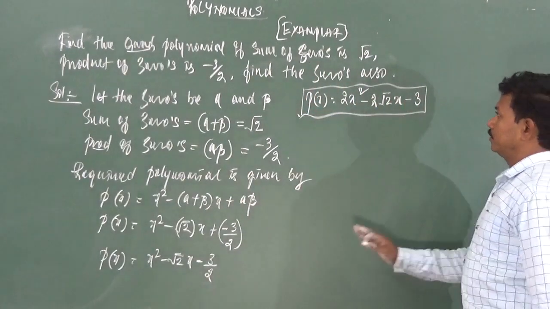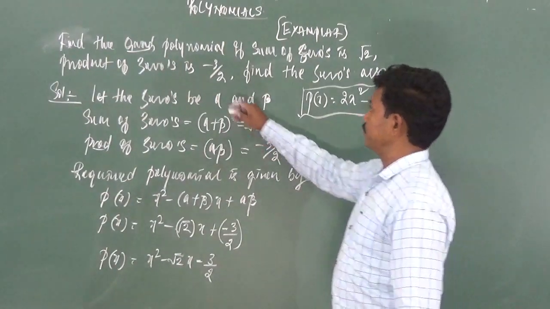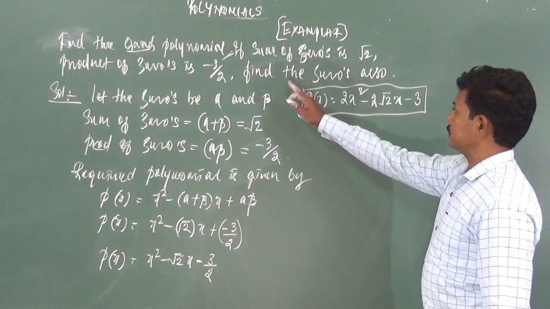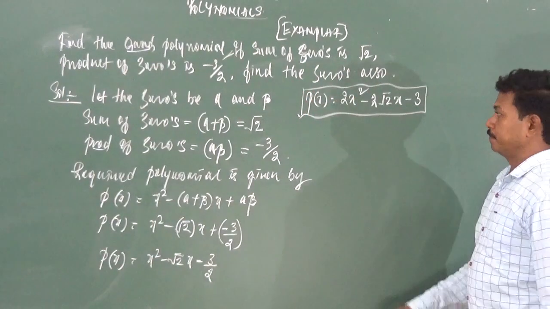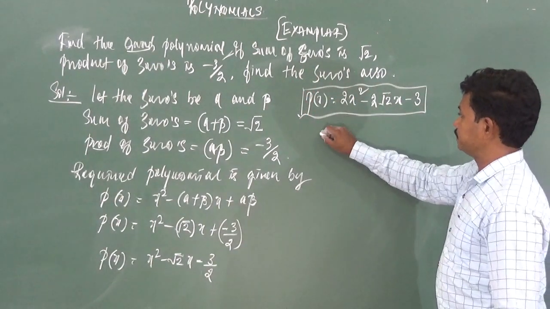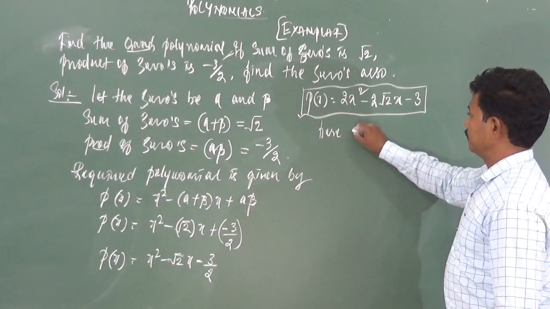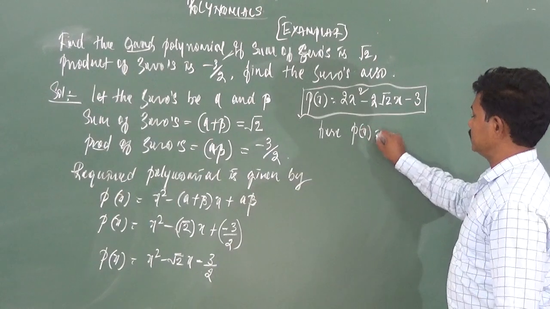So we have done half of the problem now. We have found the required quadratic polynomial. So now the task is to find out the zeros also. So here p of x is equal to 0.